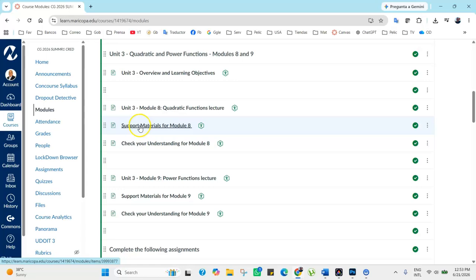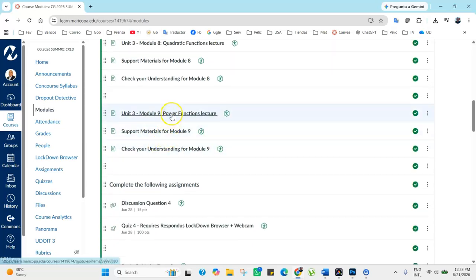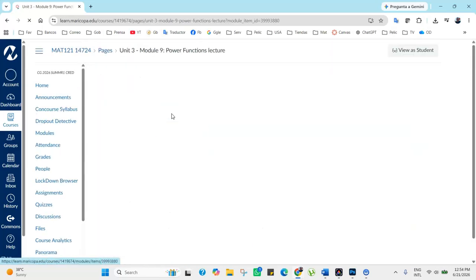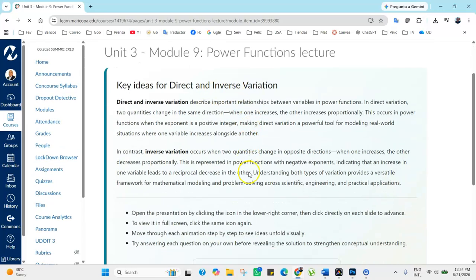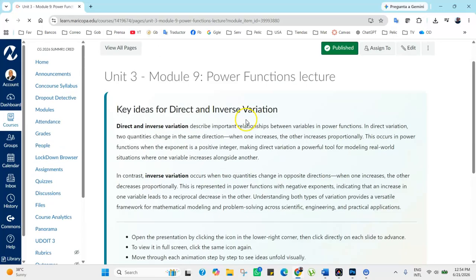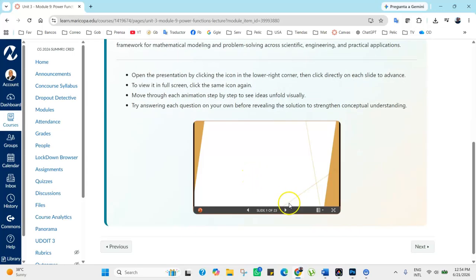Then you have the support material for quadratic functions. You have the check your understanding for quadratic functions in order for you to practice. It is a good choice for the exams. Then the same thing for the power functions lecture. This is a short one because here we're only going to cover direct and inverse variation. And here we have, look, it's opening without any problem.